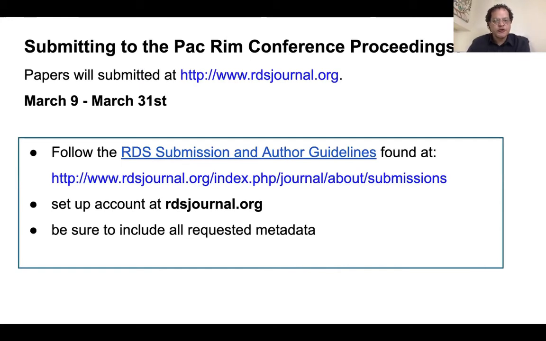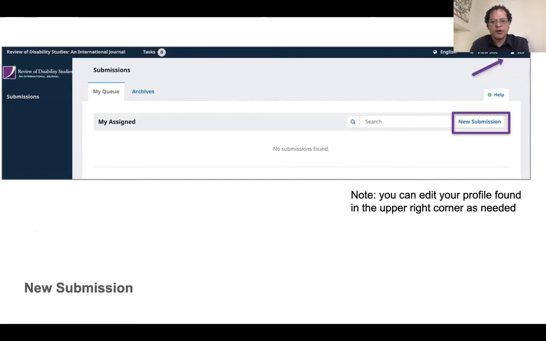The window to start submitting your work will actually open 1 week after the conference. So it opens on March 19th and closes on March 31st. And the submission process that you'll be doing is all through our publishing platform. That's at rdsjournal.org during that window, again, March 9th through March 31st. Now, the first thing that you'll be doing, you'll need to set up an account, and you can be led to do that on the website, rdsjournal.org. And when you submit your work, you'll also be asked to add requested metadata.